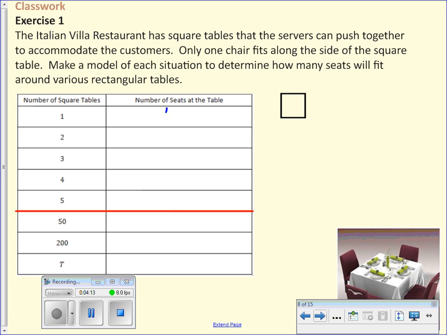So 1 square table had 4. 2 had 6, 3 had 8, 4 had 10, 5 had 12.